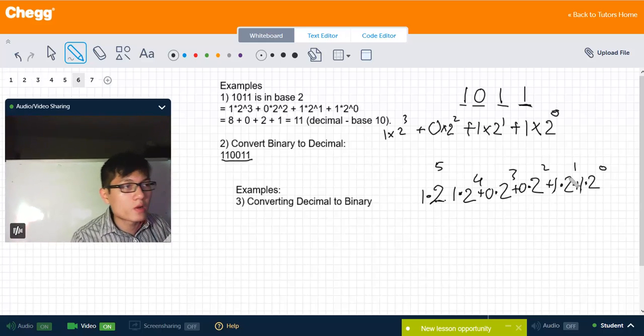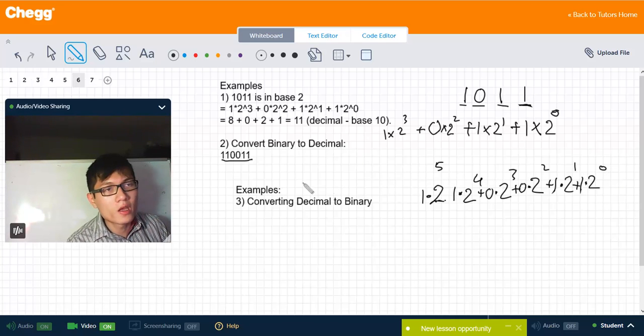So remember, the rightmost number is 0 power. So you go from 0, 1, 2, 3, 4, 5. And we have 1, 2, 3, 4, 5, 6 numbers. And you have here 1, 2, 3, 4, 5, and 6.